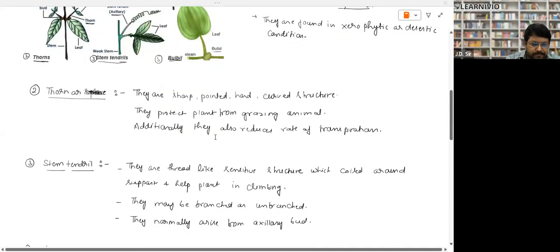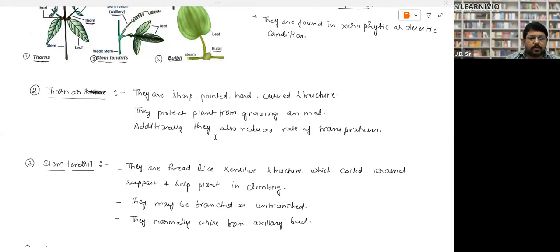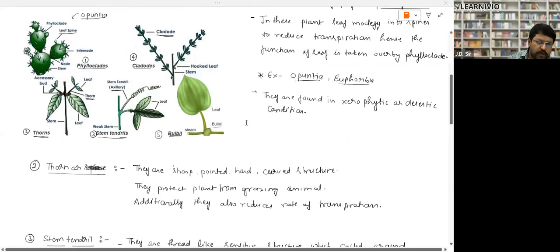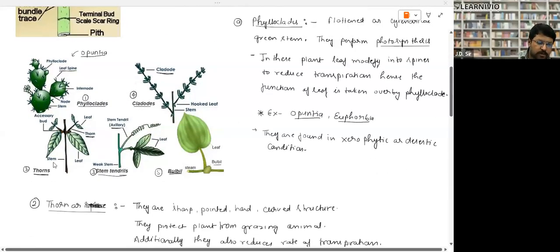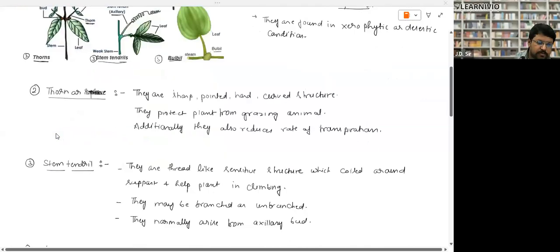Now thorn. They are sharp, pointed, curved structures. They protect the plant from grazing animals. Additionally, they also reduce the rate of transpiration. You can see, these are the thorns. So that is simple.